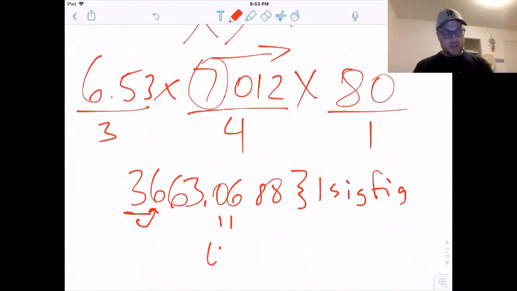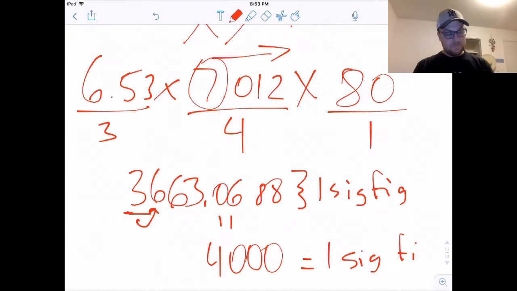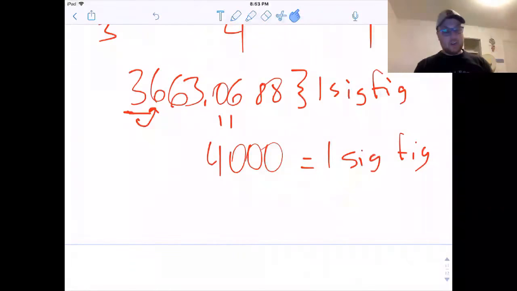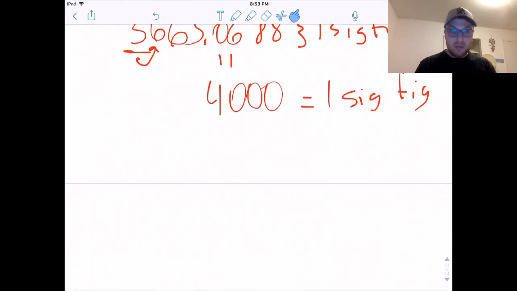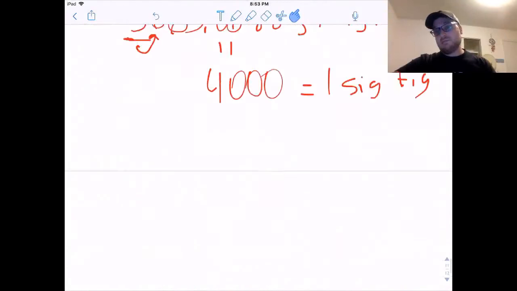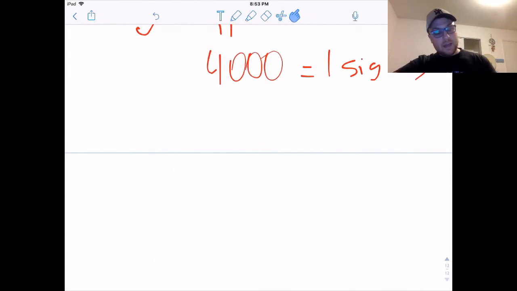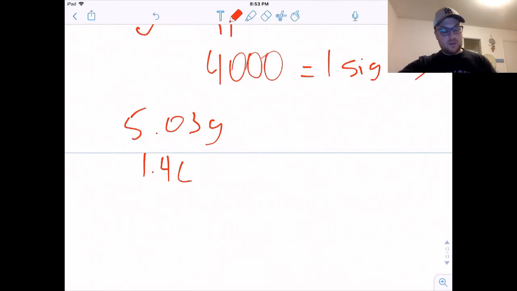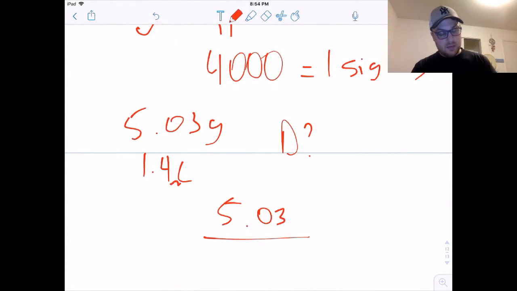So you do 5.03 divided by, let's say, 1.4 milliliters. Not that it makes a difference, but if I do 5.03 divided by 1.4, I get 3.592. But 5.03 has 3 sig figs and 1.4 has 2, so I need to round this to 2 sig figs. So I'm going to box in my 2. I'm going to round this up to 3.6 grams per milliliter because of that 9. That 9 is bigger than 5, so you've got to round up the 3.5 to 3.6.